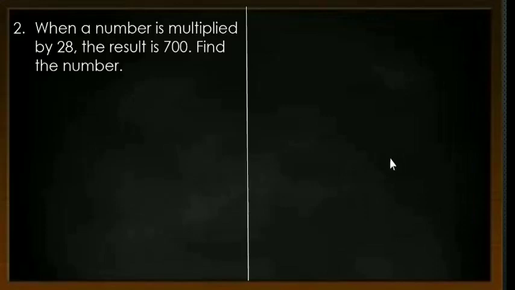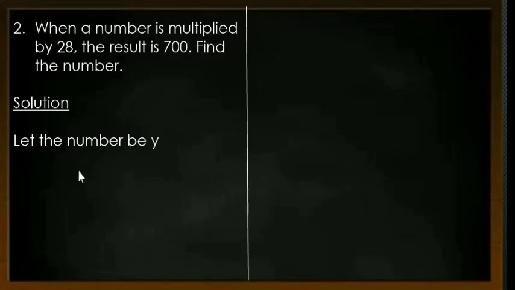Okay, another example. When a number is multiplied by 28, the result is 700. Find the number. In order to solve this problem, we can start by saying let the number be an alphabet, say X or Y or any other alphabet of our choice. So we could say let the number be Y.